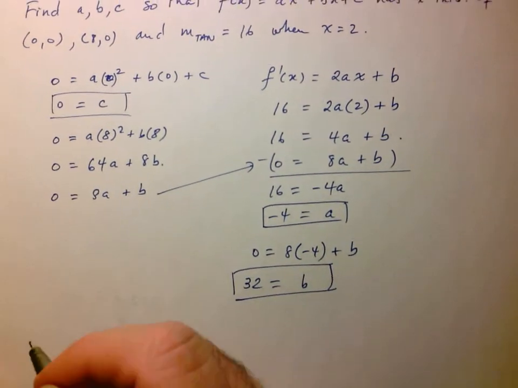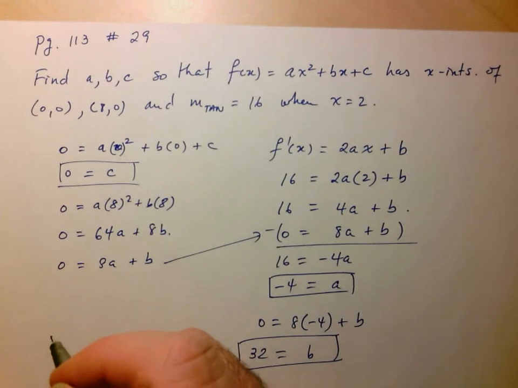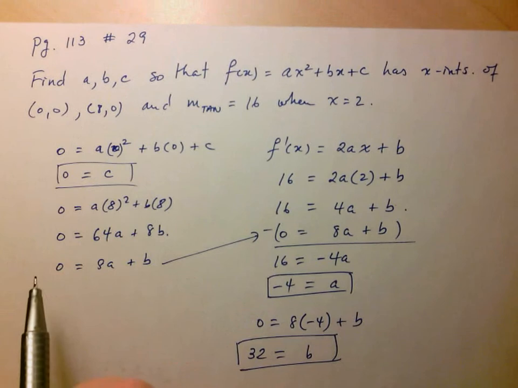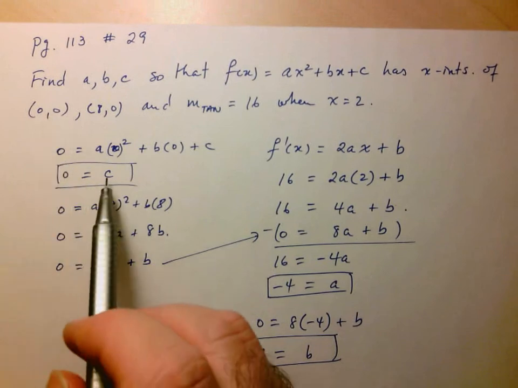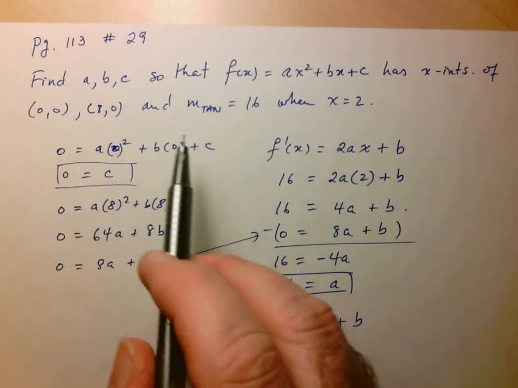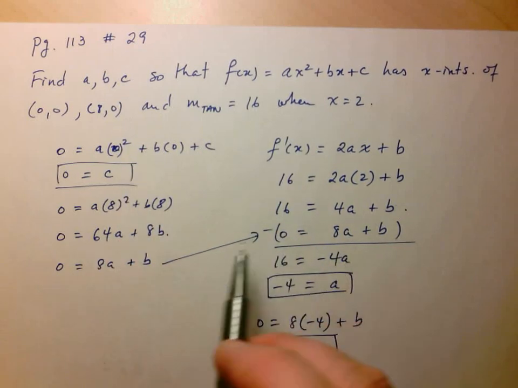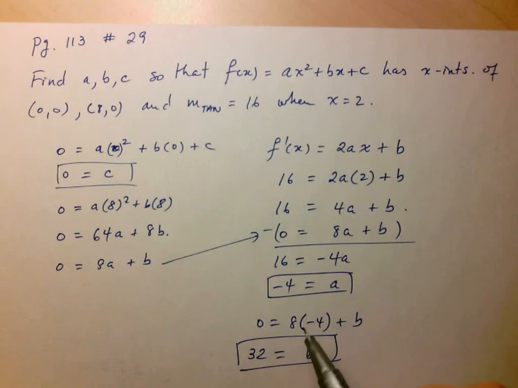We have our three unknowns. So what I did here to solve this problem is I just used each piece of information one at a time. The first one allowed me to get c right off the bat. The second and third pieces of information allowed me to write two equations in the unknowns a and b, and then from there I was just able to solve.